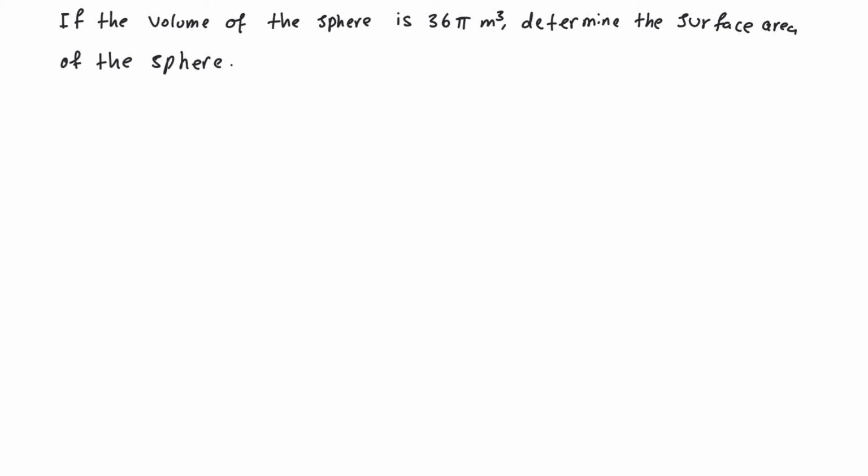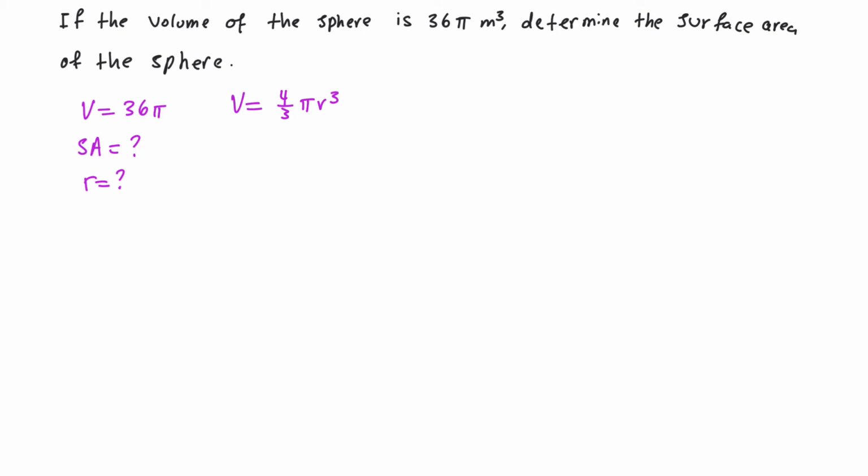Alright, so the volume is 36 pi. We need the surface area, and to find the surface area, we need the radius. So I know my volume equation is 4 over 3 pi r cubed, and in this equation, I have the volume, I have 4 and I have 3 and I have pi, but I don't have the radius, so I have one equation, one unknown, and I can solve for that r value.